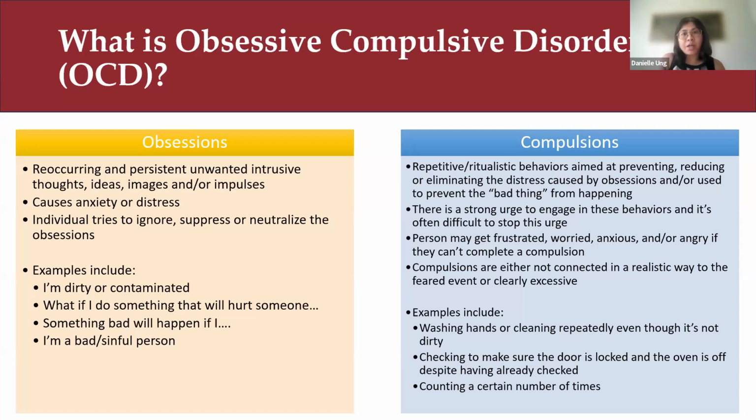We also know that OCD is often diagnosed, or what we call comorbid, with other diagnoses. And those diagnoses include anxiety disorders, depression, eating disorders, as well as other tic disorders. So again, as I mentioned, OCD is highly prevalent and often contains both obsessions and compulsions.